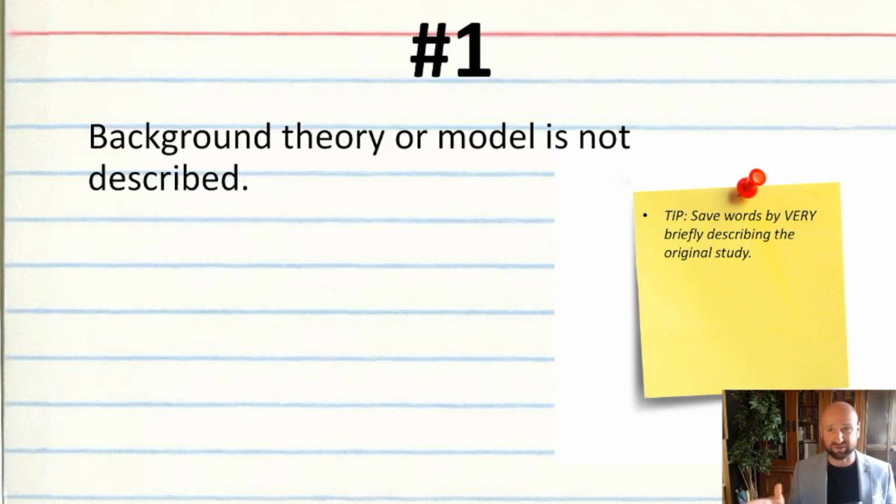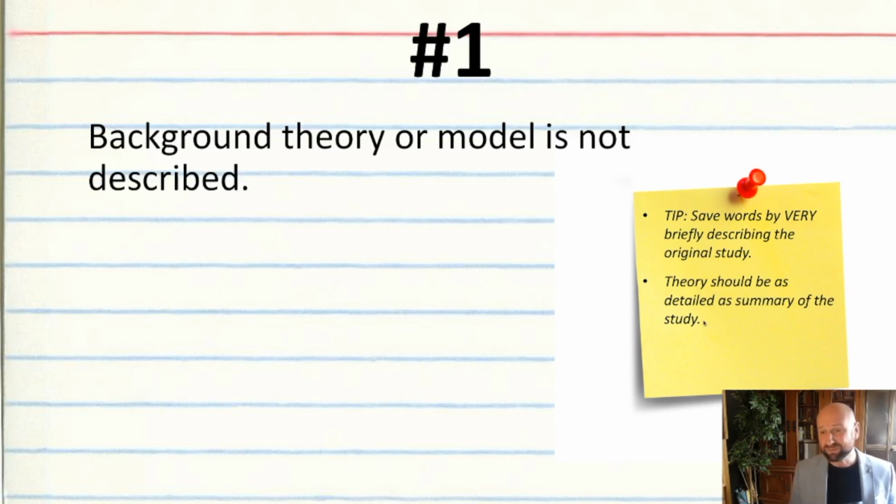Just a brief summary of the methods, one or two sentences of well, how did they manipulate the IV, how did they measure the DV, and the results and conclusions. That's it. So I would suggest that the summary of your background theory or model should be as detailed as the summary of the study that you include in your introduction.